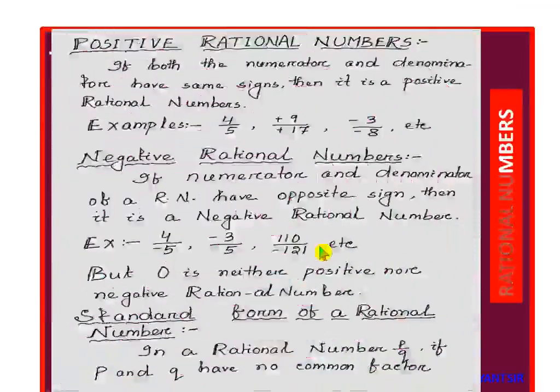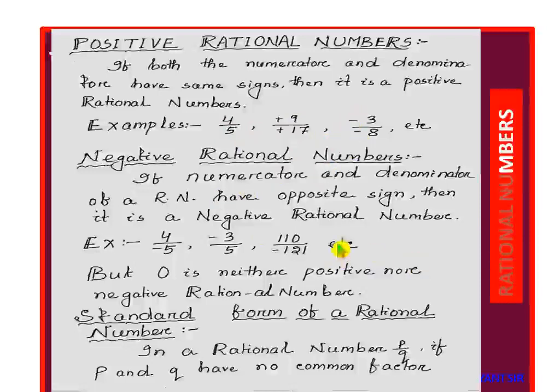Now we are going to learn what positive rational numbers are. If both the numerator and denominator have the same signs, then it is a positive rational number. Same sign means the numerator will be plus and the denominator also plus, or the numerator will be minus and the denominator also minus, then it will be a positive rational number. 4 by 5, both positive. Plus 9 by plus 17, positive rational number. Minus 3 by minus 8, positive rational number.